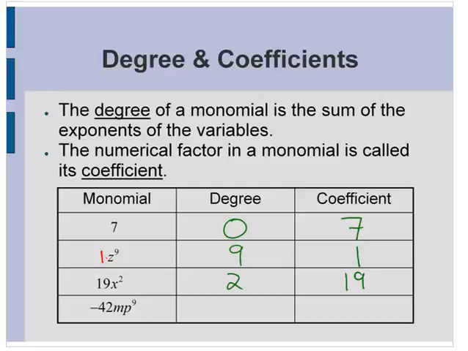Negative 42 mp to the ninth. The degree is 10. Remember, we have an m to the first and a p to the ninth. 1 plus 9 is 10. So if there's more than one variable in the monomial, we add the exponents to get the degree. The coefficient is easier, negative 42.